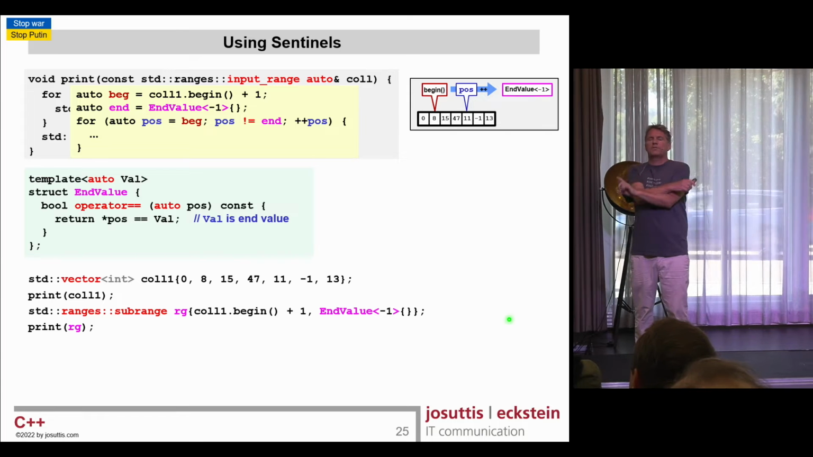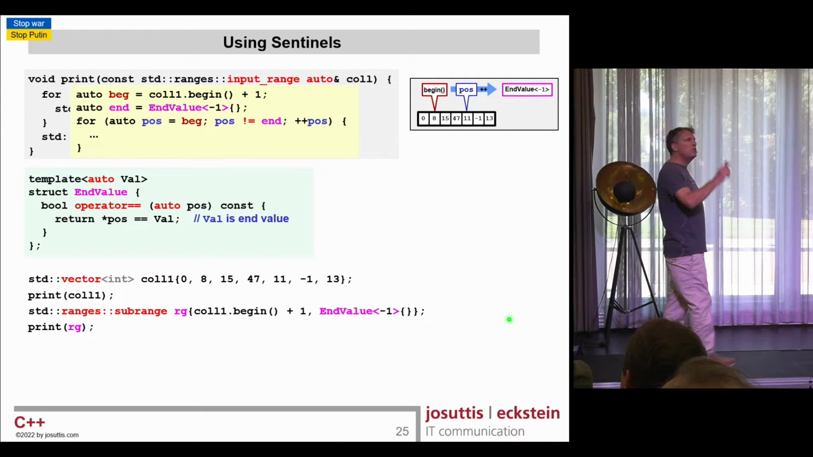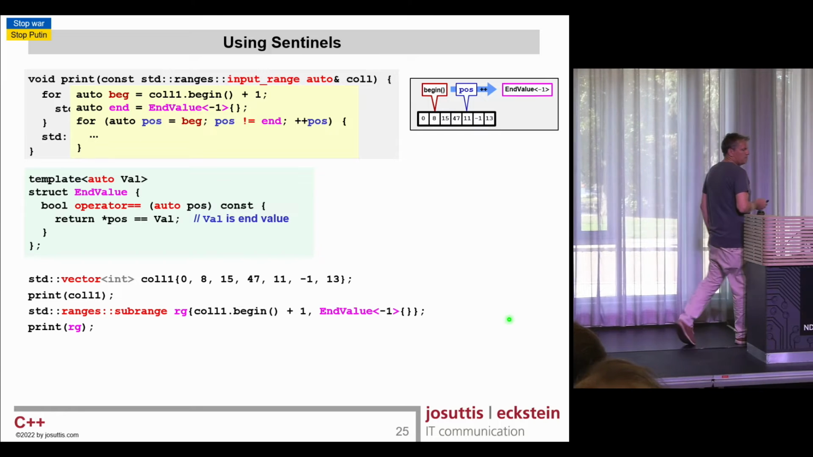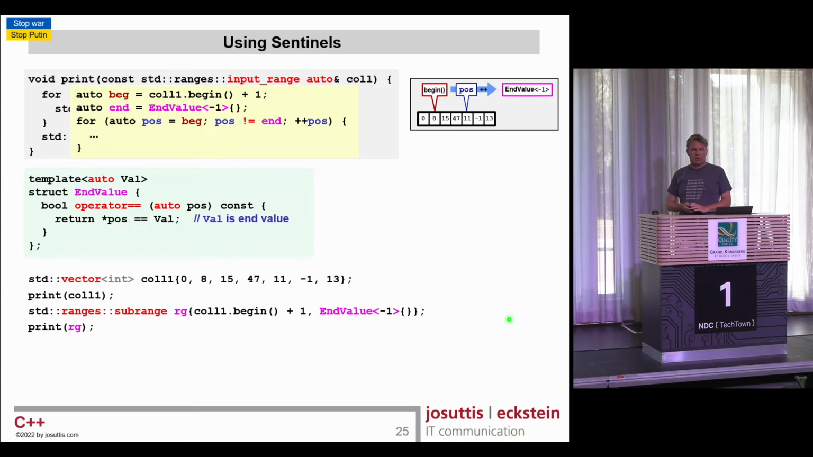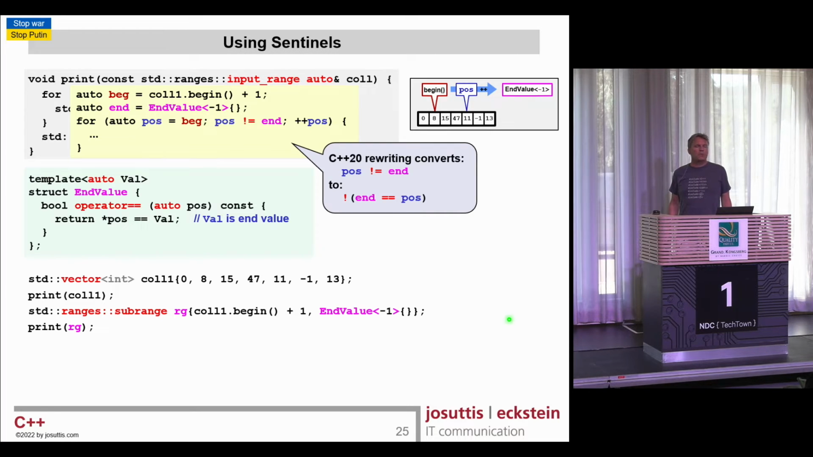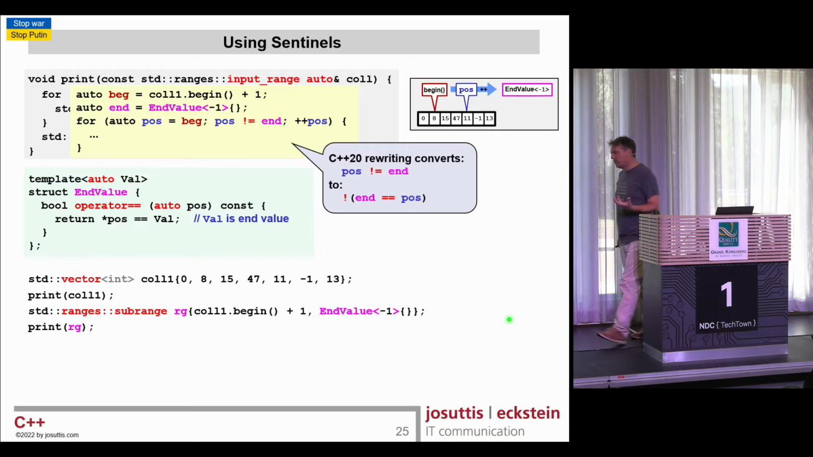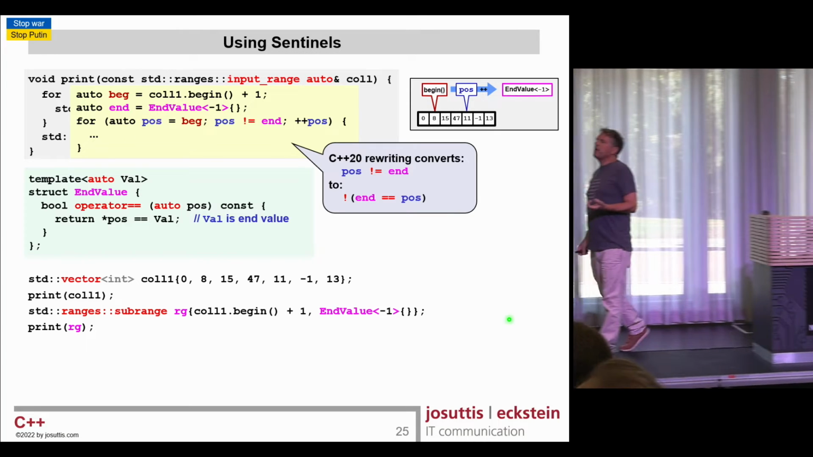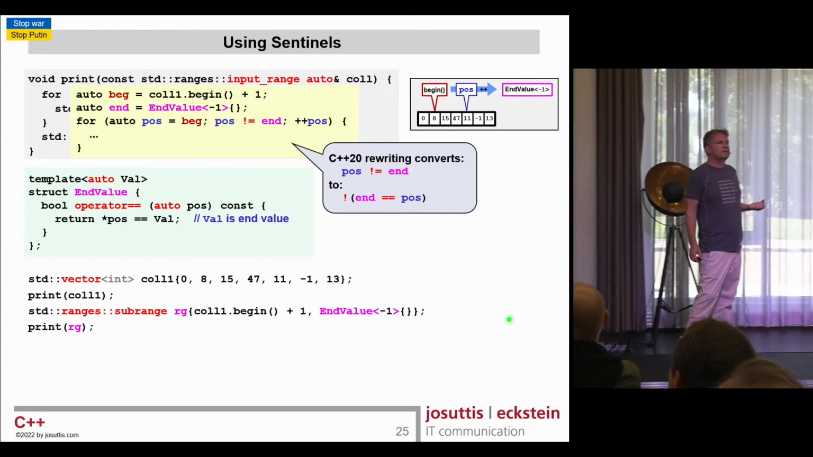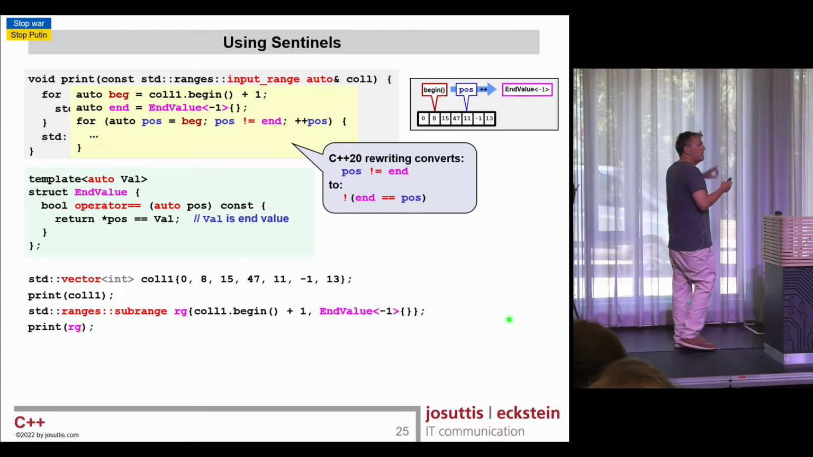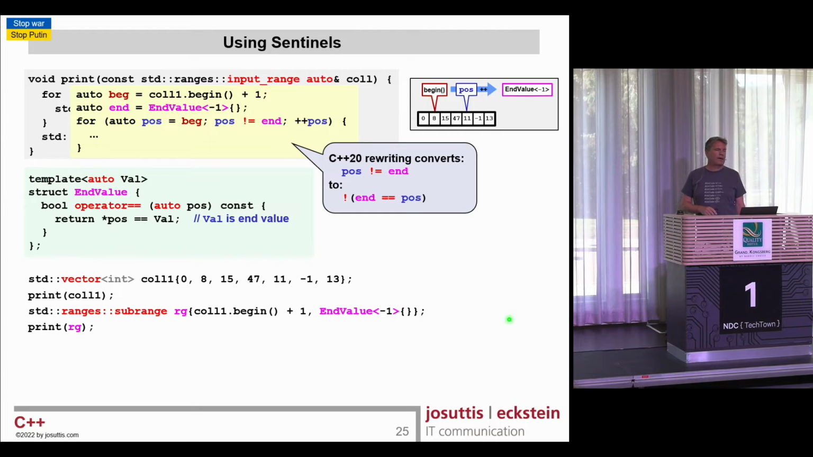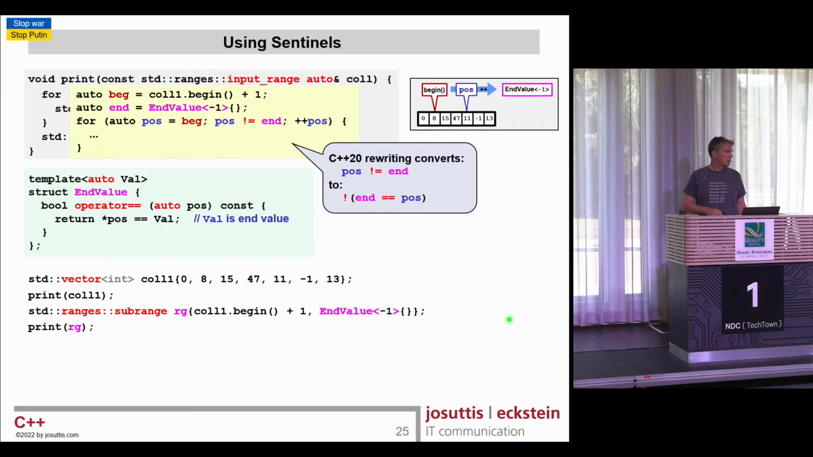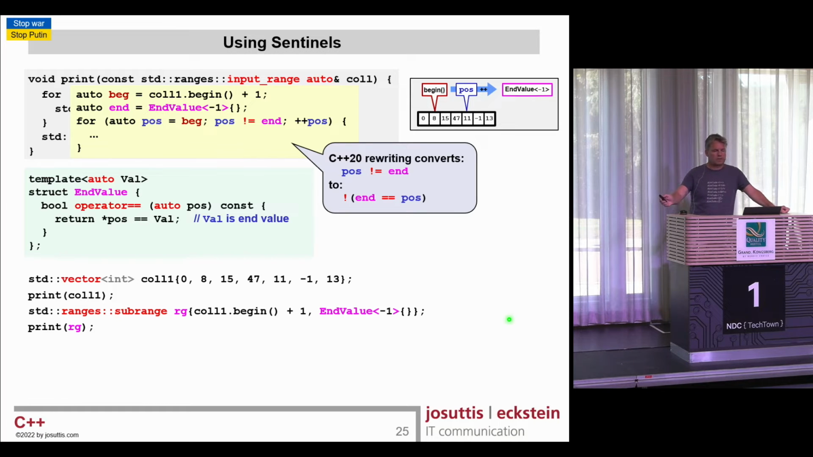And the order of the operands is also wrong. But there's a new rule in C++20, and the C++20 rule says, if a compiler finds an expression like pos not equal end and it cannot resolve it, then the call will be rewritten. So we will use equal equal, maybe with the opposite order of the operands, and then apply not to that. And that's why this compiles. So yet another feature of C++20.